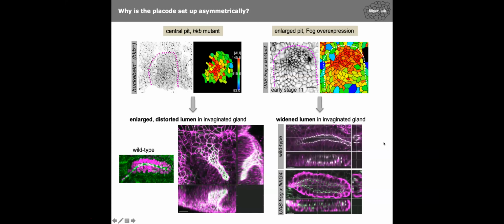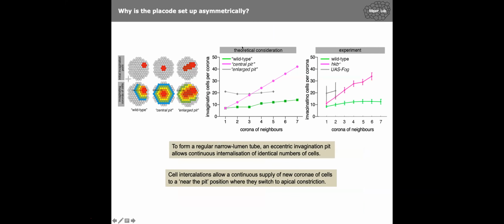And if in these conditions now we count dynamically how many cells invaginate through the forming pit, either in the center or this much larger region, then very similar to our theoretical considerations, in the wild type, actually, we have a very small number of cells internalizing with each corona of cells that goes in. In the Huckebein mutant, more and more cells internalize with every corona of cells that goes in. And in the fog overexpression, basically most cells have internalized within the first two lots of cells that go in, and we form these big sacs on the inside.